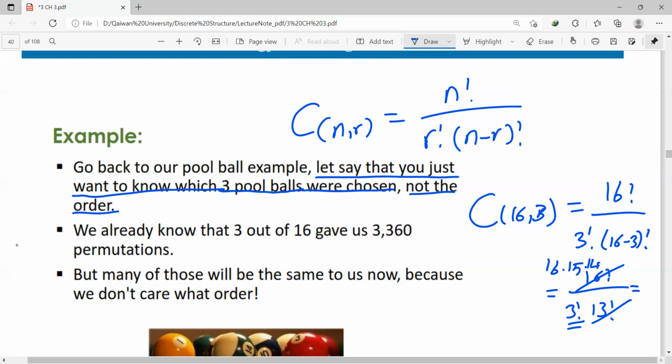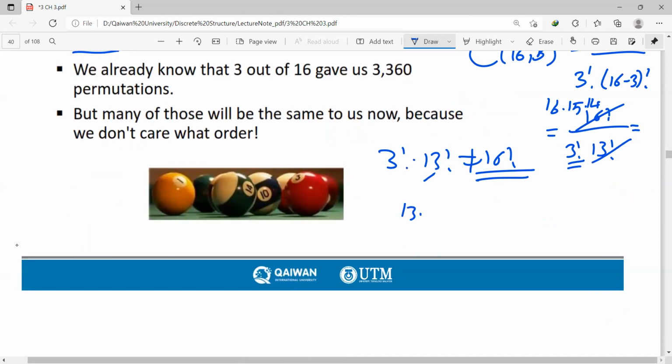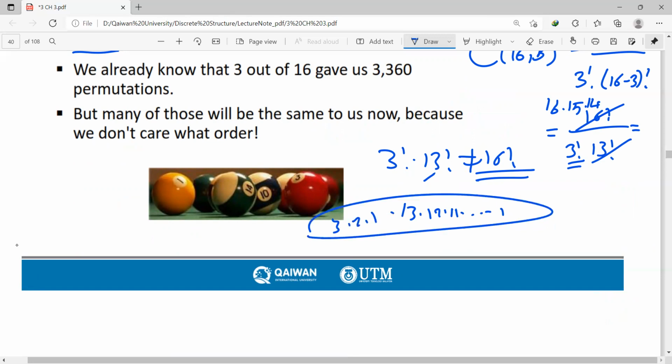No, here, look, 3 factorial times 13 factorial doesn't equal 16 factorial. These are not equal because if you expand this, this becomes 13 times 12 times 11 times up to 1, and this equals 3 times 2 times 1. But 16 factorial equals 16 times 15 times 14 up to 1. That's why we cannot say that.